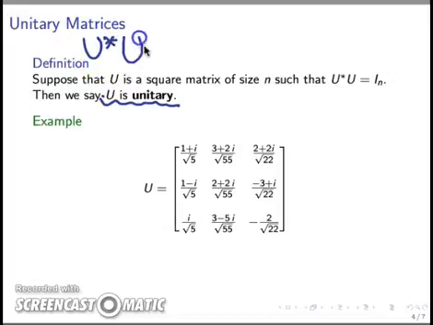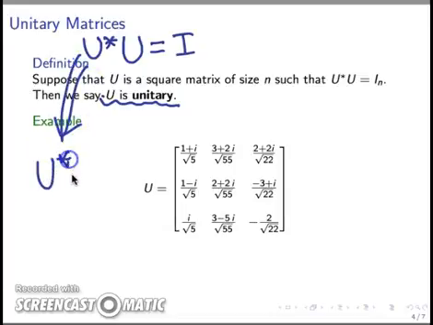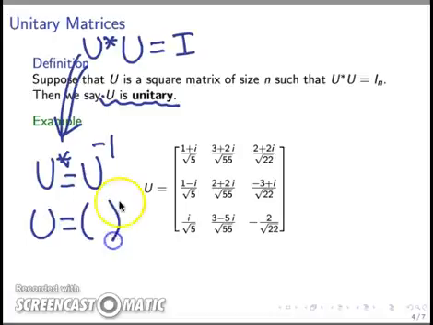So the definition, that the adjoint times the matrix equals the identity, also implies that the adjoint is indeed the inverse of the matrix. And the matrix is also the inverse of the adjoint of the matrix. So that's a lot of things on that definition.